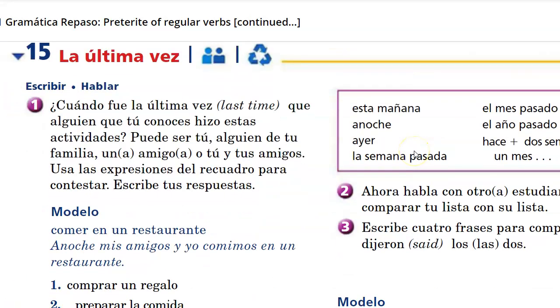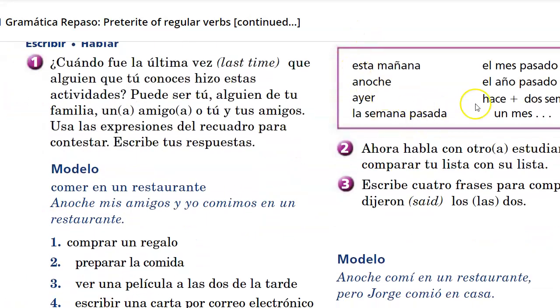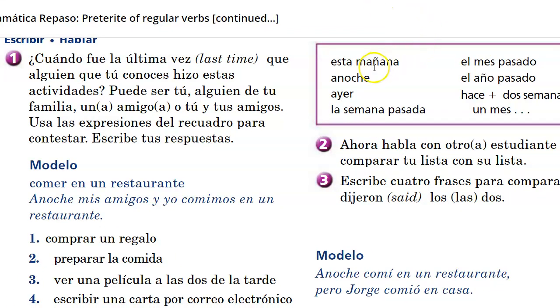For exercise 15, you're using these phrases here in the purple box that refer to time. And I'll go over them with you again. Esta mañana is this morning. Anoche, last night. Ayer would be yesterday. La semana pasada, last week. El mes pasado, last month. El año pasado, last year.